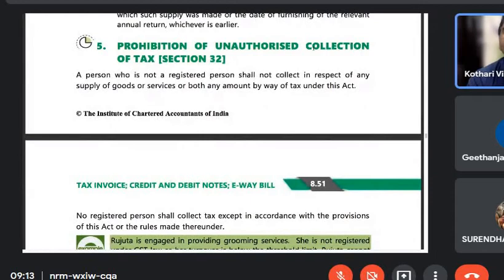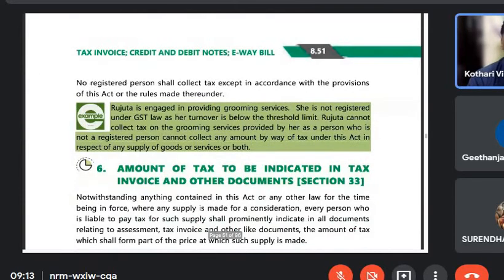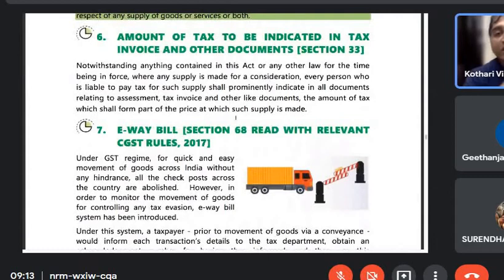Prohibition of unauthorized collection of tax. Only a registered person can collect tax under the Goods and Services Tax Act. That's why we say that we are issuing a revised invoice, only for a specific period. So during the time of registration, when he is liable to register and till the time he is getting registered, he cannot issue a tax invoice. Why? Because at that time he is not authorized. Only after registration is he authorized.